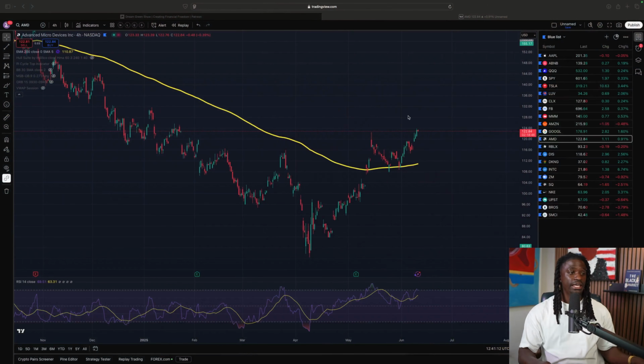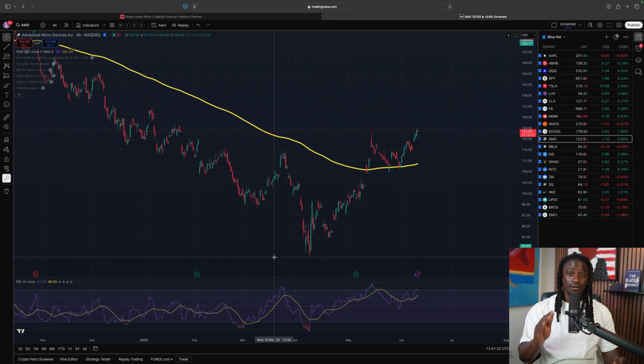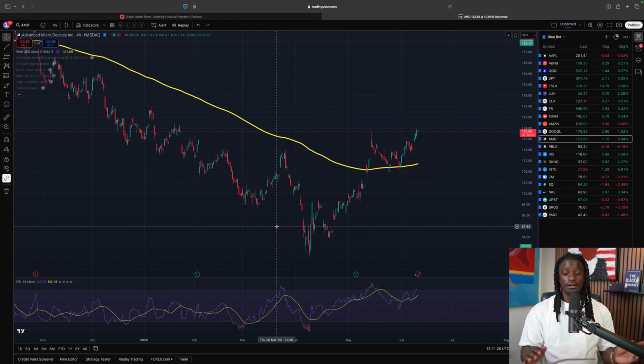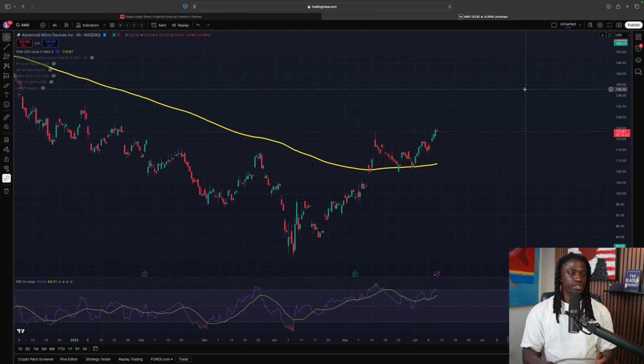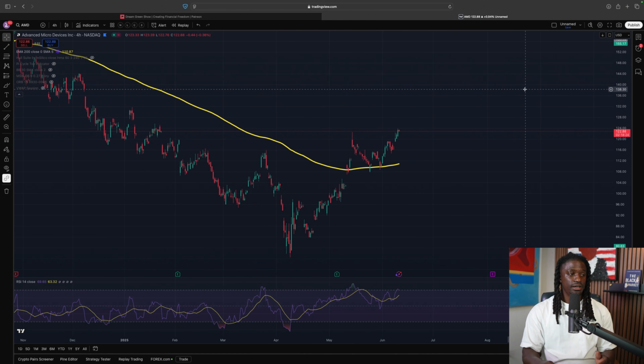Now here we are on AMD. This is the 4-hour chart. Remember, I told you guys about the 200 EMA. That is the yellow line right here. And then this is the RSI indicator down here. Now if we pair the Bollinger Band with the EMA and also with the RSI indicator, it's going to show us great entries and exits to get in on AMD.